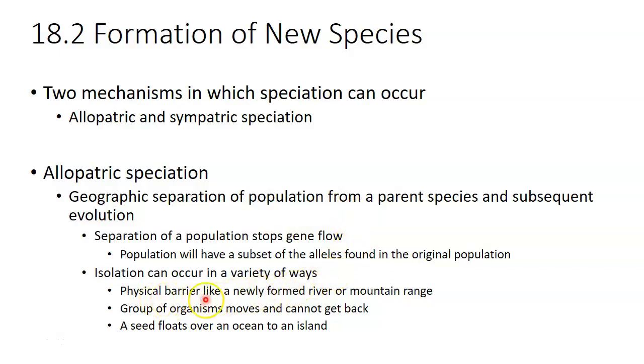So again, here are some different ways that isolation can occur. Maybe there's a physical barrier, like a newly formed river or a newly formed mountain range. Or maybe a group of organisms journeys off from that original population and cannot get back. So they become geographically isolated in that manner. Okay, so maybe the mountain range already existed. You have a group of organisms that decides to go over the mountain range and they figure out they cannot get back for whatever reason. So now you've got a population here and you've got a population here, and they're no longer going to be mating, and so they're going to evolve differently.